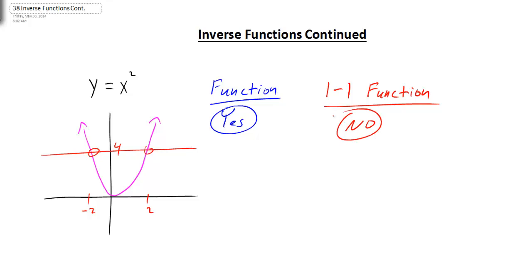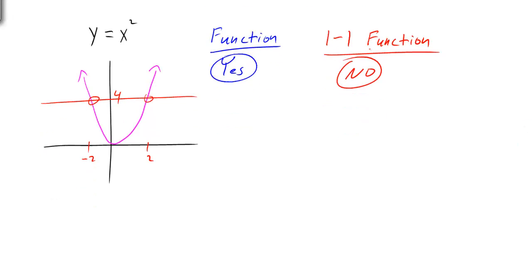So a one-to-one function means that you cannot have repeated y values. Remember we talked about a function, we said a function cannot have repeated x, but it could have repeated y. But if it's a one-to-one function, that means no repeated x values, no repeated y values. So this here is not a one-to-one function. Now, this is called the horizontal line test.